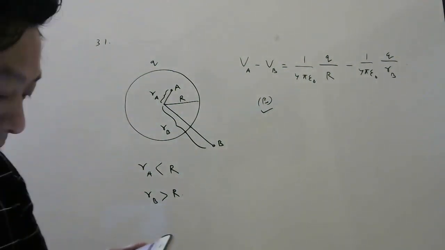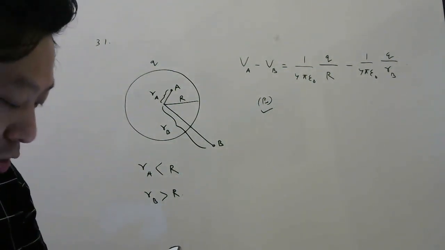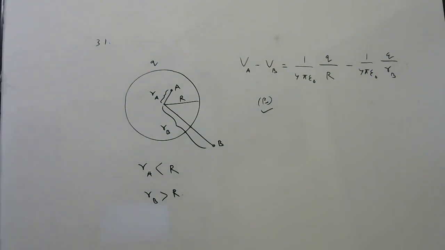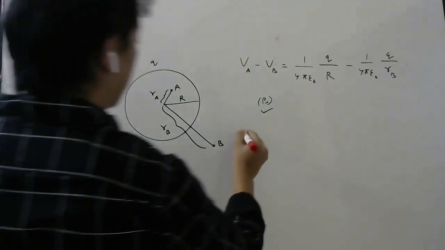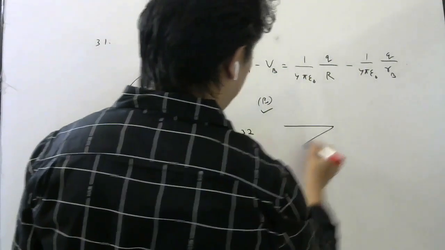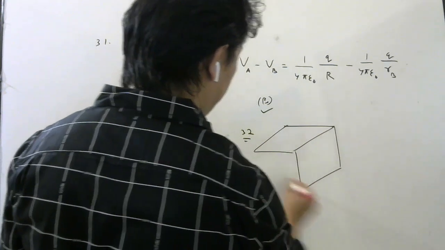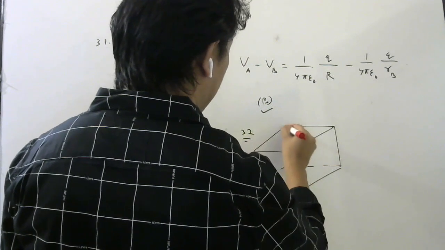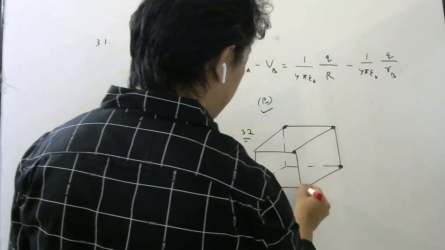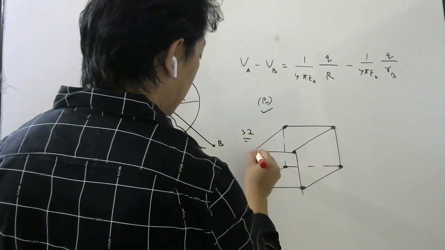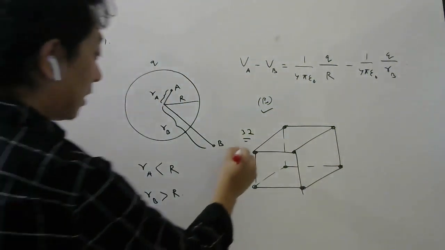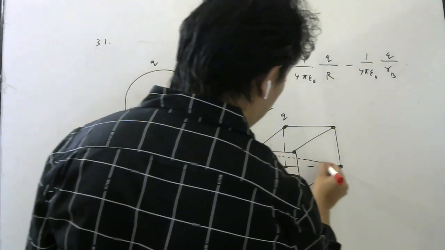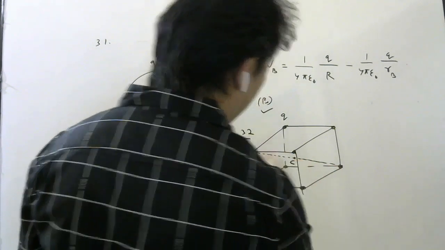A charge capital Q is placed at each corner of a cube of side A. They are asking for the potential at the center of the cube. Okay, so for question 32, there is a cube like this, and there are charges at the corners. Each charge is Q everywhere, and they want the potential at the center. Center means wherever the body diagonals intersect here. So at C they want it.